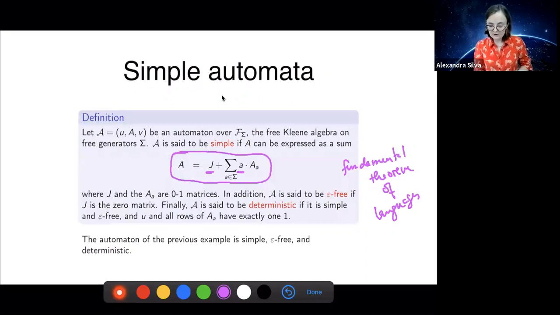And the automaton is deterministic if it is simple. So this part here says for each A, there's exactly one transition matrix. That's the deterministic part. And then if J is zero, that's really completely deterministic, so it has no epsilon transitions. And deterministic is not only that you have just one transition, but you must have exactly one transition. So you also have to require that the rows of the transition matrix have exactly one 1, so they cannot be missing. And the automaton in the previous slide is an example of such a deterministic matrix.